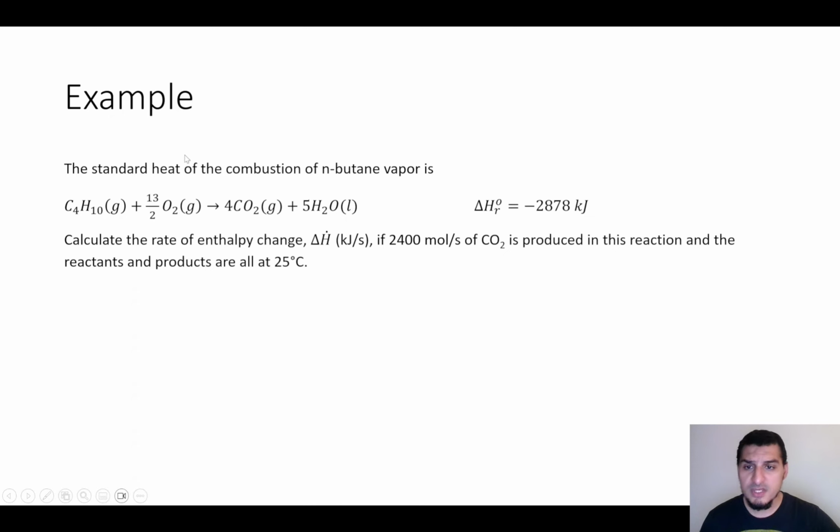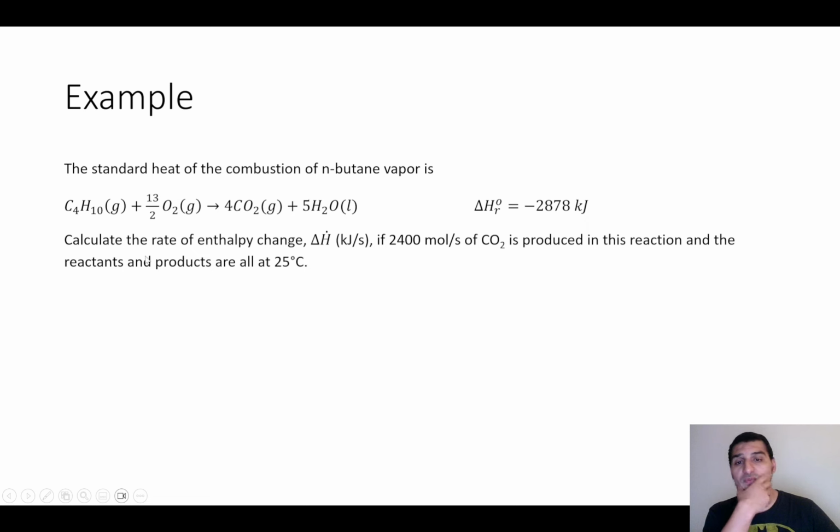First we have the standard heat of combustion of n-butane vapor. This is the combustion of n-butane. Of course, we need to make sure that the equation is balanced, I mean the stoichiometric coefficients are correct. This equation is perfectly balanced, and you can check it yourself. The heat of reaction is negative 2878 kilojoules, and we want to calculate delta H dot, which is the rate of enthalpy change in kilojoules per second or kilowatts, if we have 2400 moles per second of carbon dioxide produced in this reaction, and the reactants and products are all at 25 degrees Celsius.